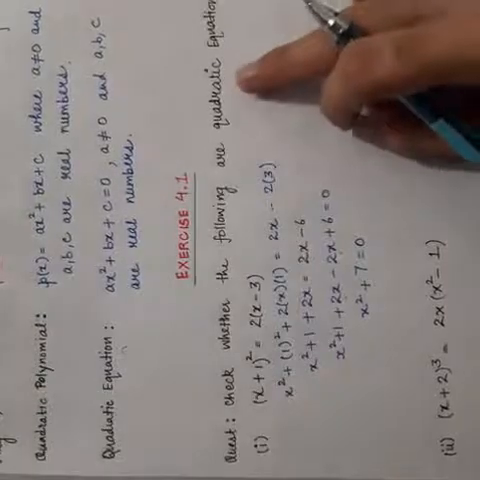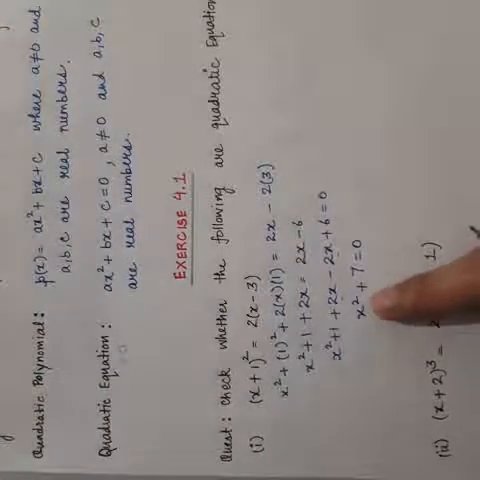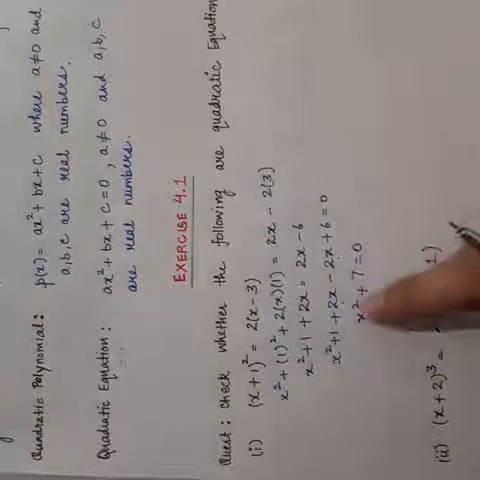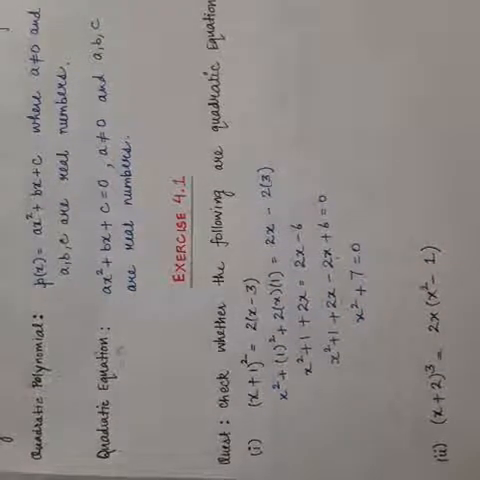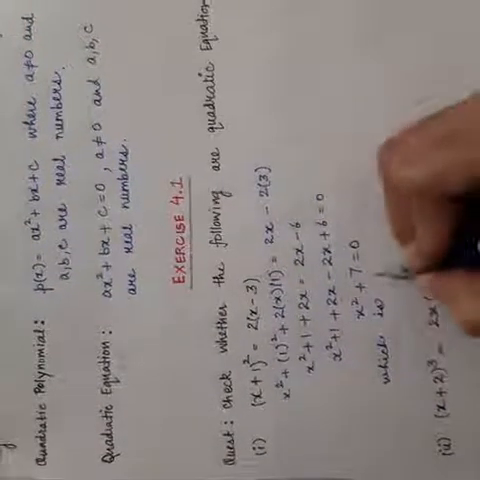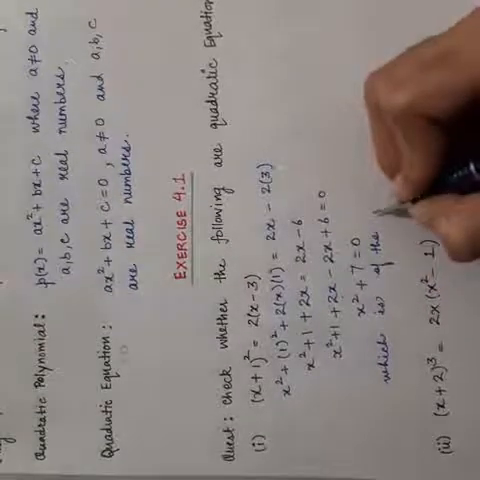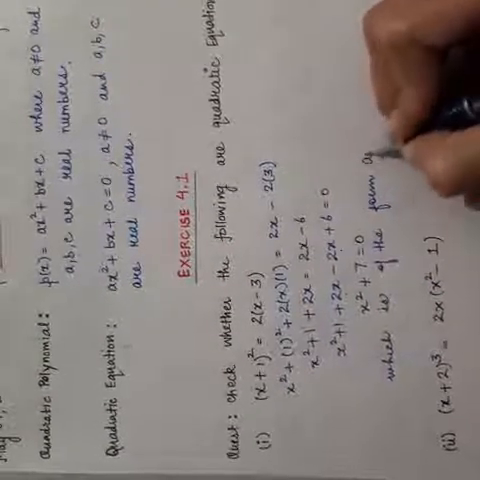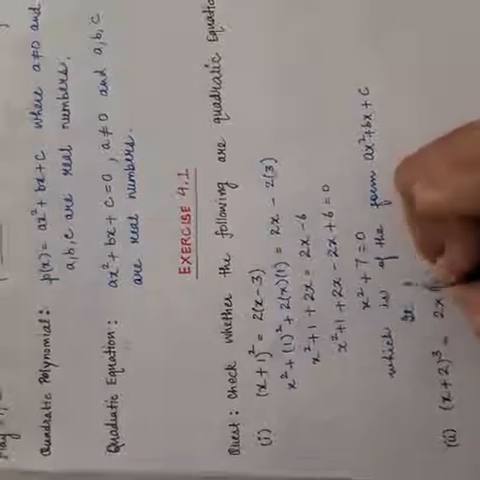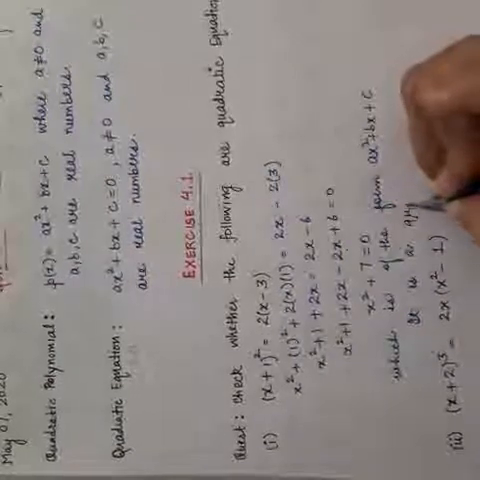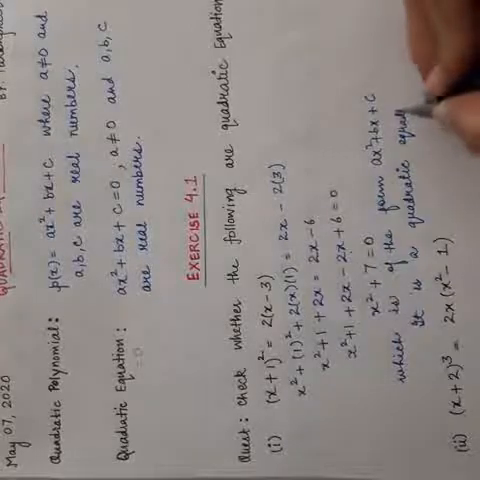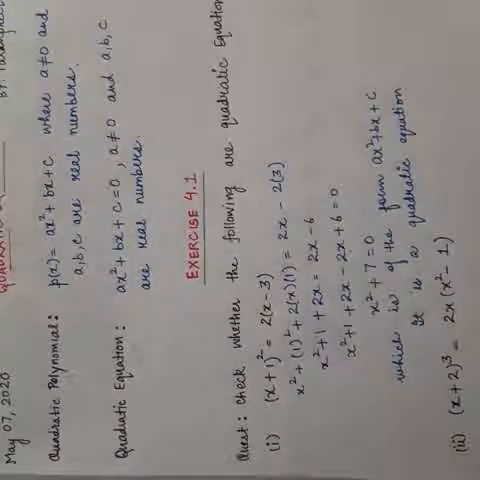For the quadratic, we just need to check that we should have the degree 2. Now herein, this equation has degree 2, so this equation is of the form ax square plus bx plus c. So this is a quadratic equation. Okay. So for checking the quadratic equation, you just have to see the degree should be 2.